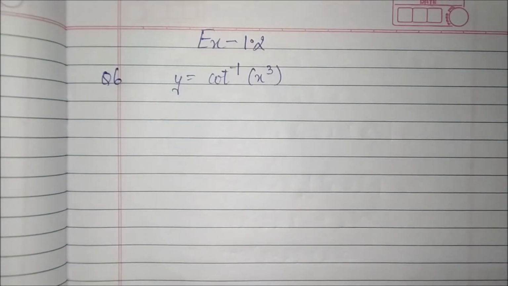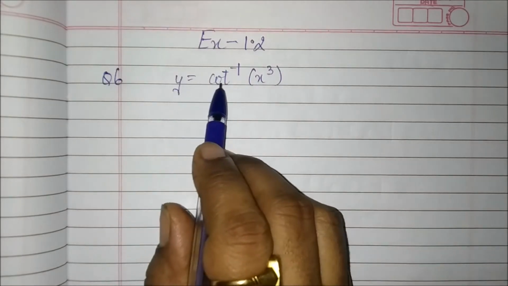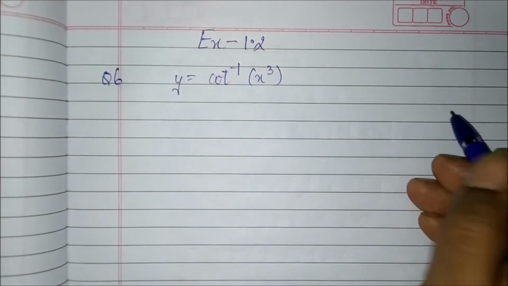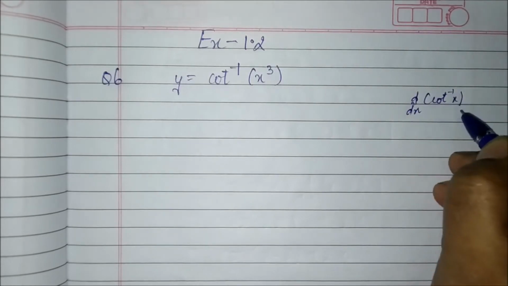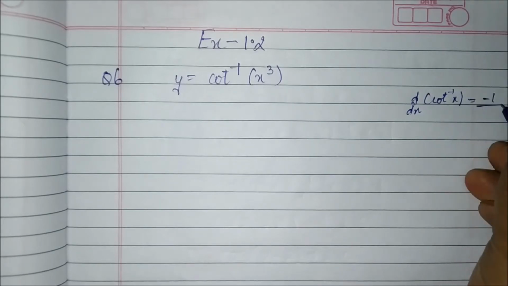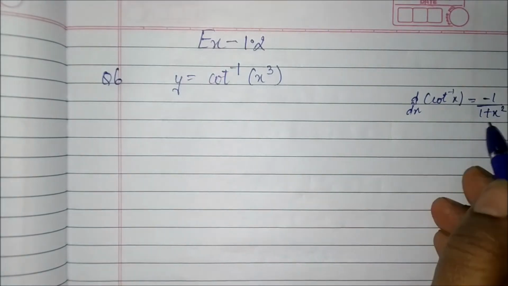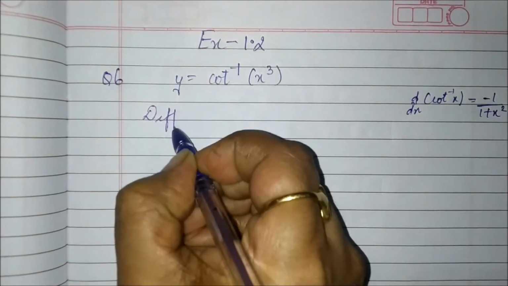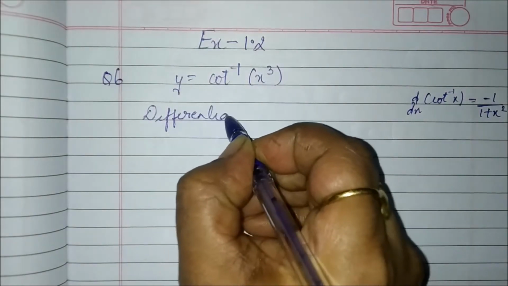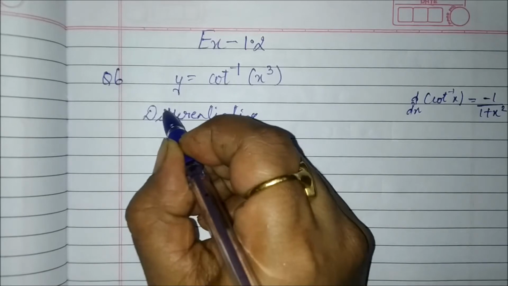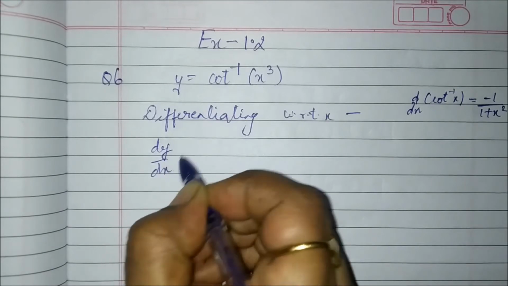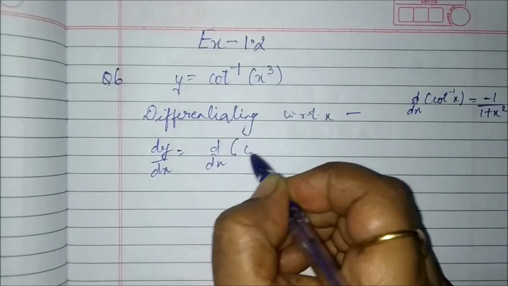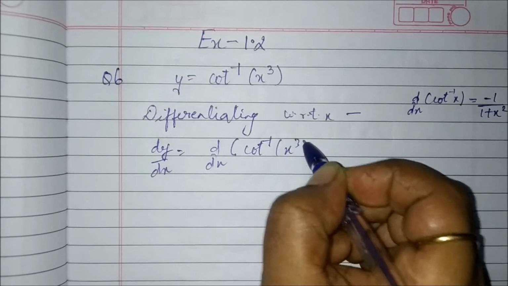Starting with question 6. First part is y equals cot inverse x cube. What is the derivative of cot inverse x? Derivative of cot inverse x is minus 1 upon 1 plus x square. So applying this, first write here, differentiating with respect to x, we get dy by dx is equal to d by dx of cot inverse x cube.